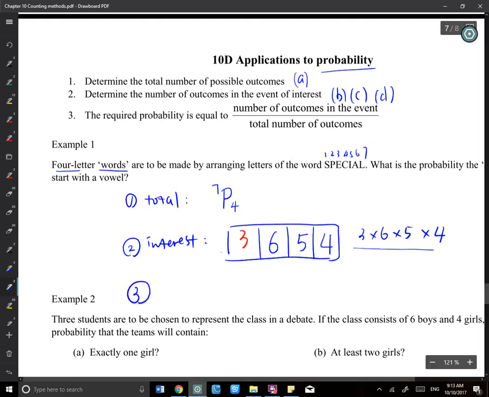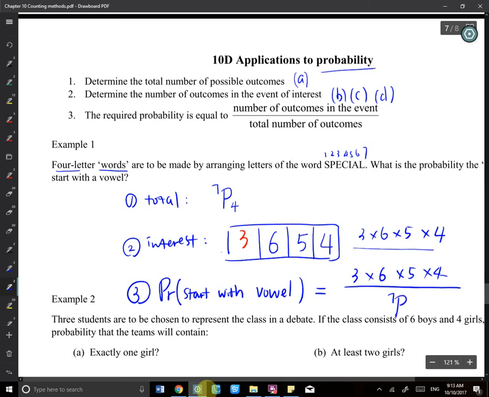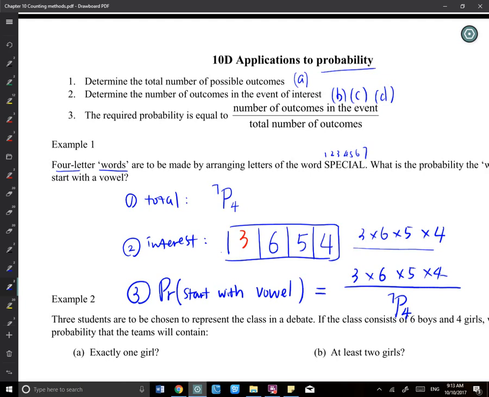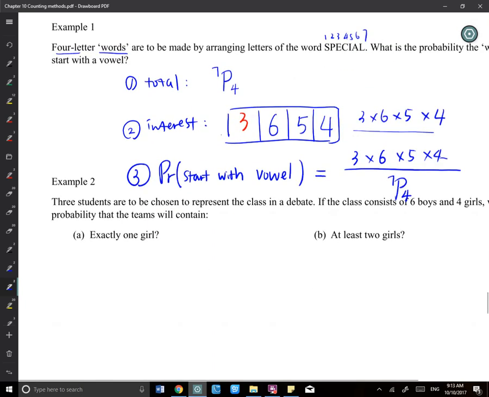And number 3 is the probability. So it's the probability of starting with a vowel. That equals 3 times 6 times 5 times 4, divided by the total, 7P4. That's the probability, because that's the total number of events, and these events already include the situation where I start with a vowel. And this is the number of ways I have the vowel. I will use those to divide to get the probability. They are equally likely events, so I can use the number of ways I have interest over the total. So I have the probability here. That's how we do this type of question.